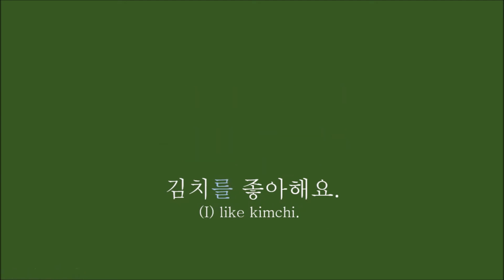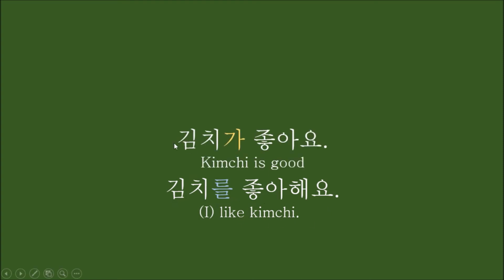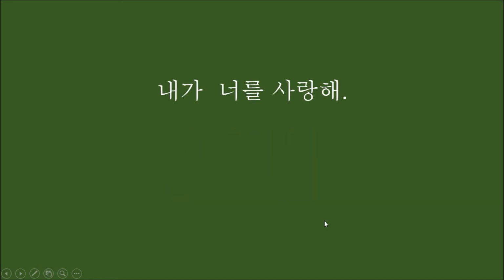Consider another similar sentence like 김치를 좋아해요, which is 김치가 좋아요. 좋아요 means good. And instead of 를, you need to use 가. 김치가 좋아요, because you are describing the kimchi and you're not doing anything on the kimchi. Now I hope that was helpful.